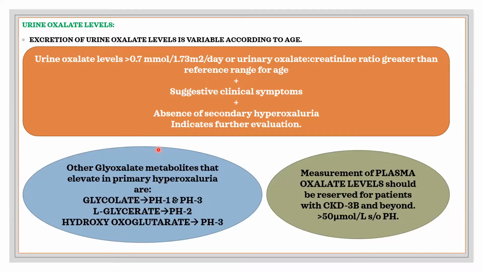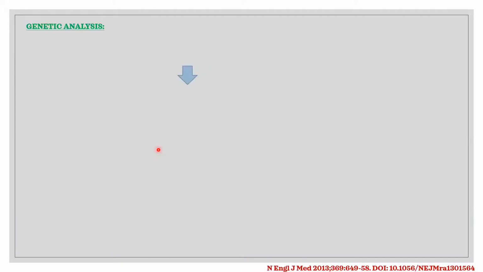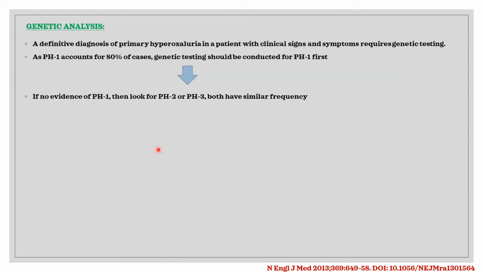Measurement of plasma oxalate level should be reserved for patients with CKD stage 3B and beyond. More than 50 micromole per liter says primary hyperoxaluria. Coming to the genetic analysis, genetic analysis is warranted for definitive diagnosis of primary hyperoxaluria. Since 80% of the cases are primary hyperoxaluria type 1, generally we go ahead with type 1 testing for AGXT gene mutation. If it is negative, we should look for type 2 and type 3.